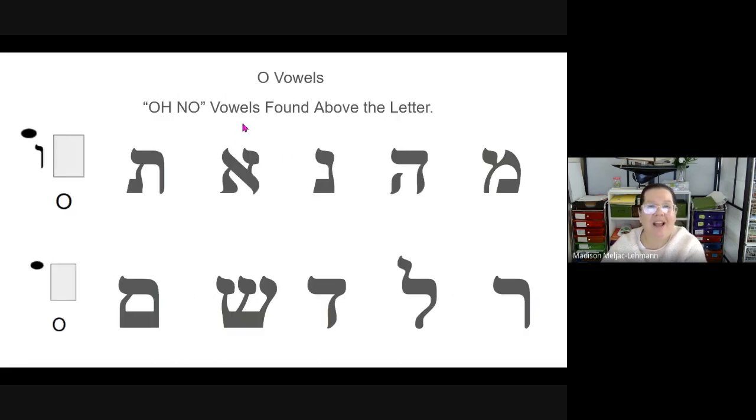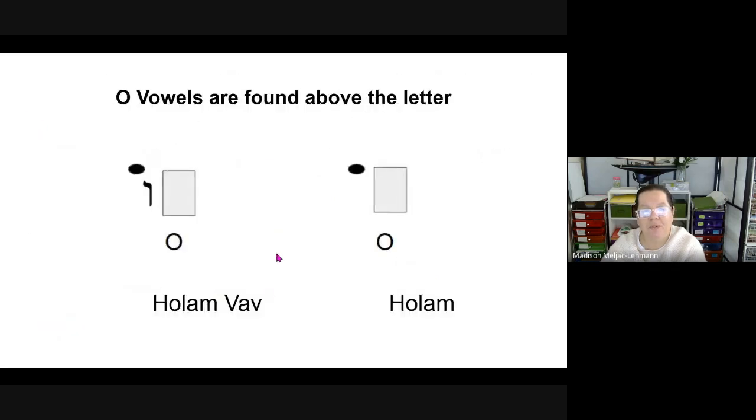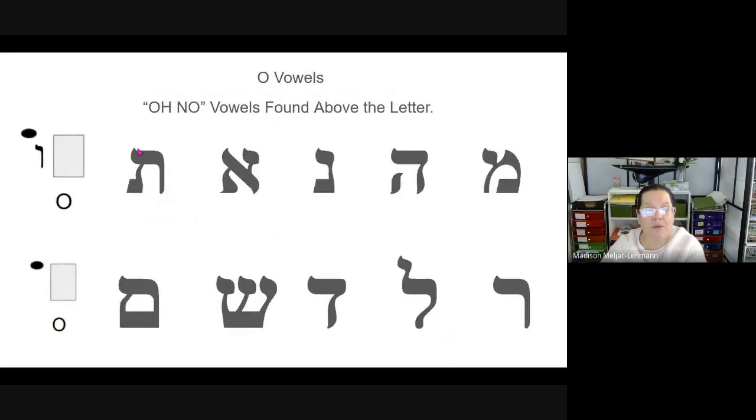Okay, so our O vowels, here's our vowel right here. And if you remember, we have olam vav, and you have the vav there, and olam, just olam. So let me go back. So our olam vav right here. So we would have mo, ho, no, o, to. And this one we would have ro, lo, do, show. And this one would be nothing.